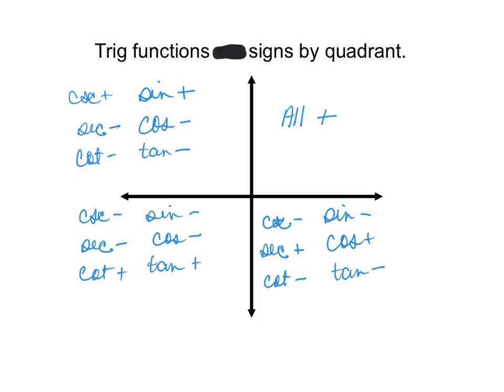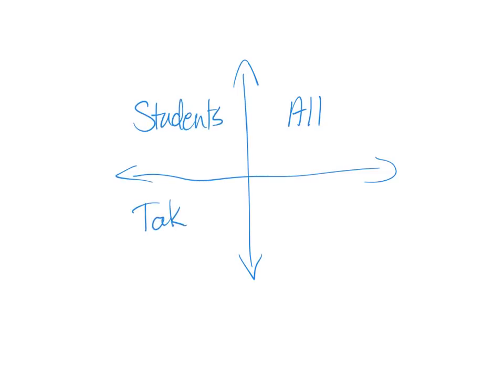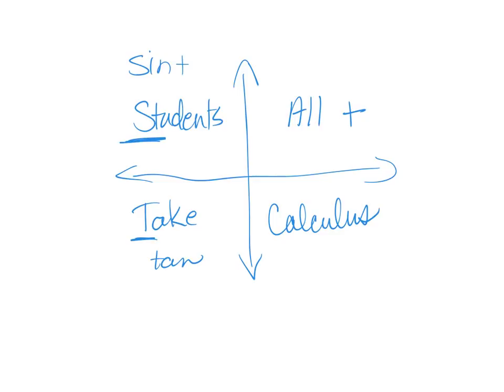Some people have another way to remember it: All Students Take Calculus. All are positive in the first quadrant. Sine is positive in the second, and everything else is negative except the reciprocal of sine. Tangent is positive in the third. Everything else is negative except the reciprocal function, cotangent. In the fourth quadrant, cosine is positive, and everything else is negative except the reciprocal of cosine, which is secant. I personally think it's easier just to remember it in terms of x, y, and knowing r is always positive.